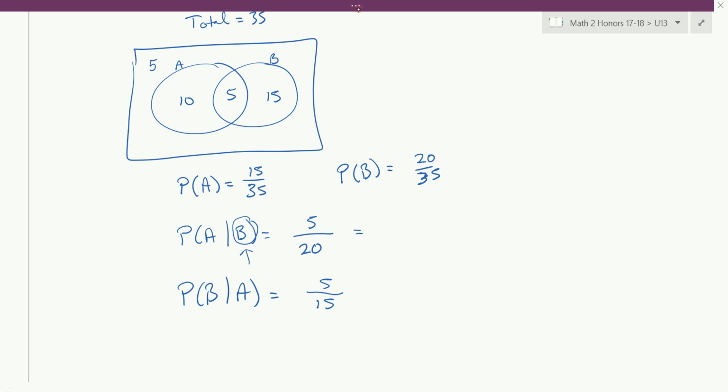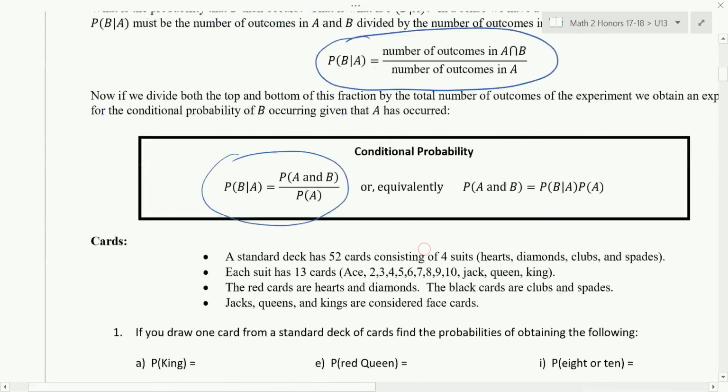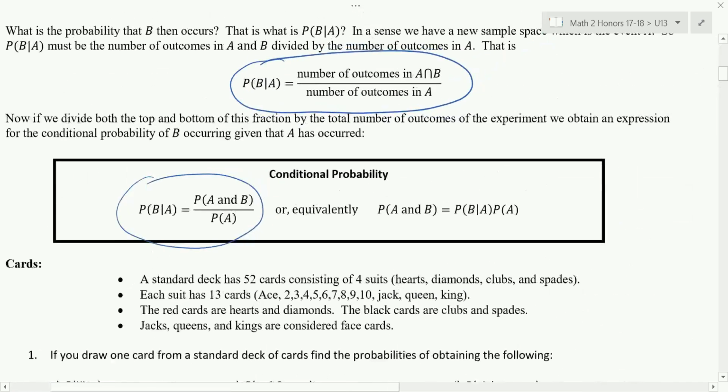So we got the probability of A given B as 5 out of 20. Well, I'm going to divide top and bottom by 35, and I get 5 out of 35 and 20 out of 35. Is that still equal to 5 out of 20? Yeah. But by doing that, I now change this to the probability of A and B. Because if I asked you what the probability of A and B is, you'd say 5 out of 35 over the probability of B. Okay, and so that's what's happening in general with this formula here. That's where it's coming from.